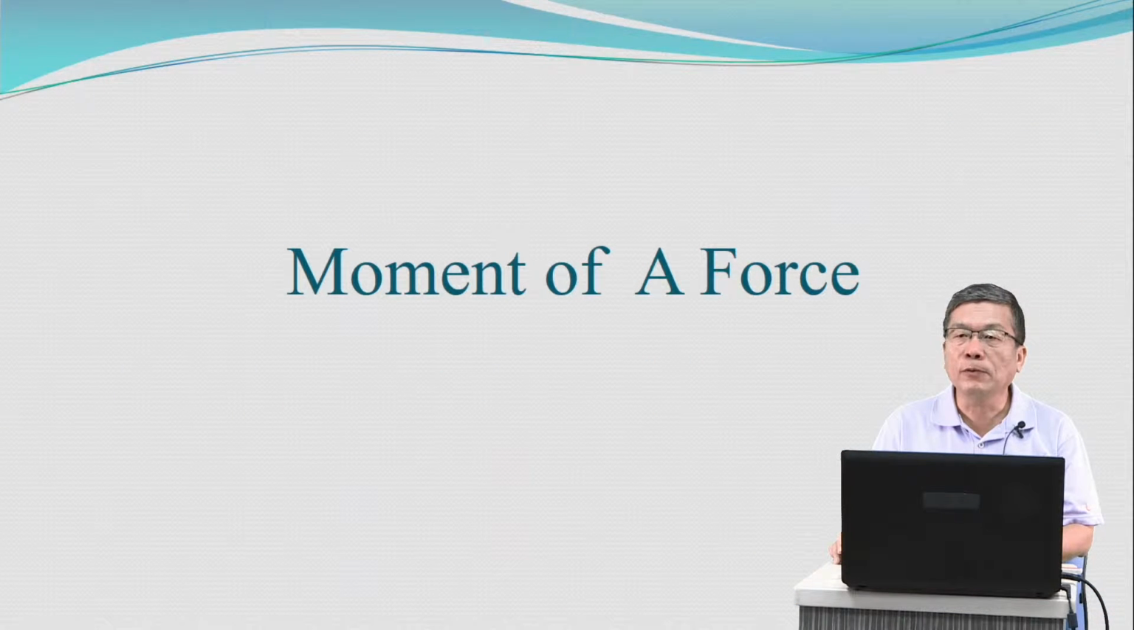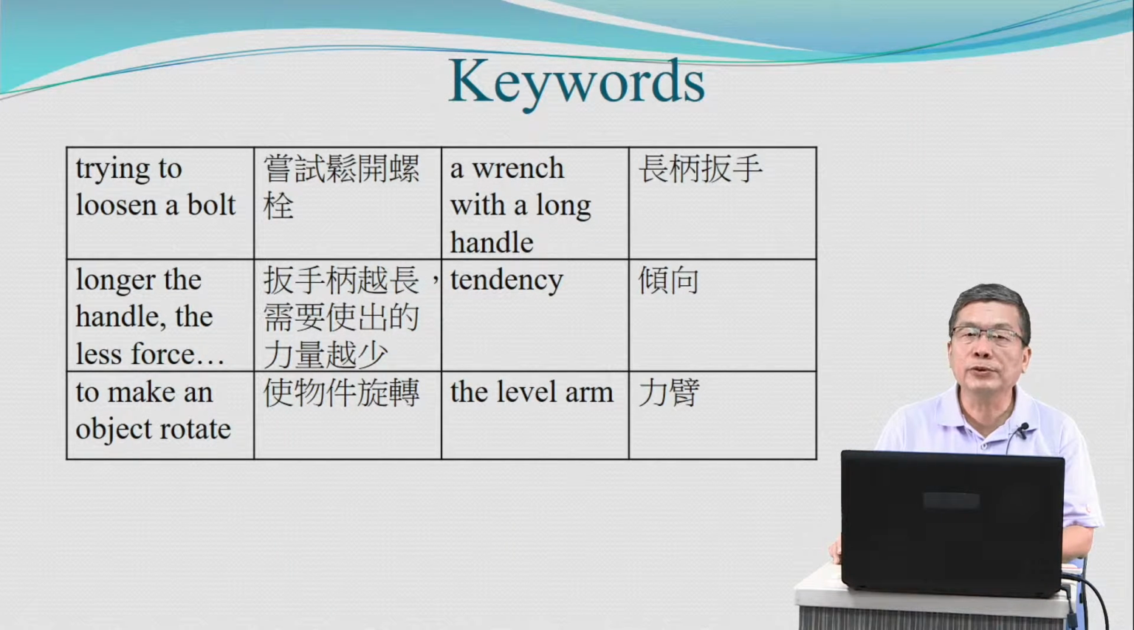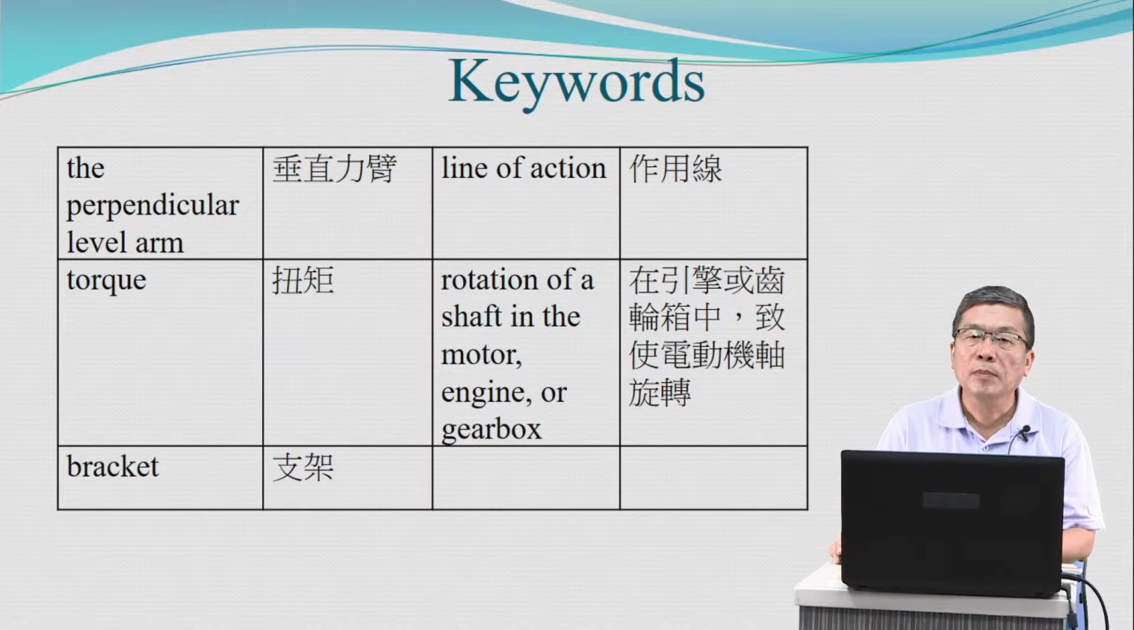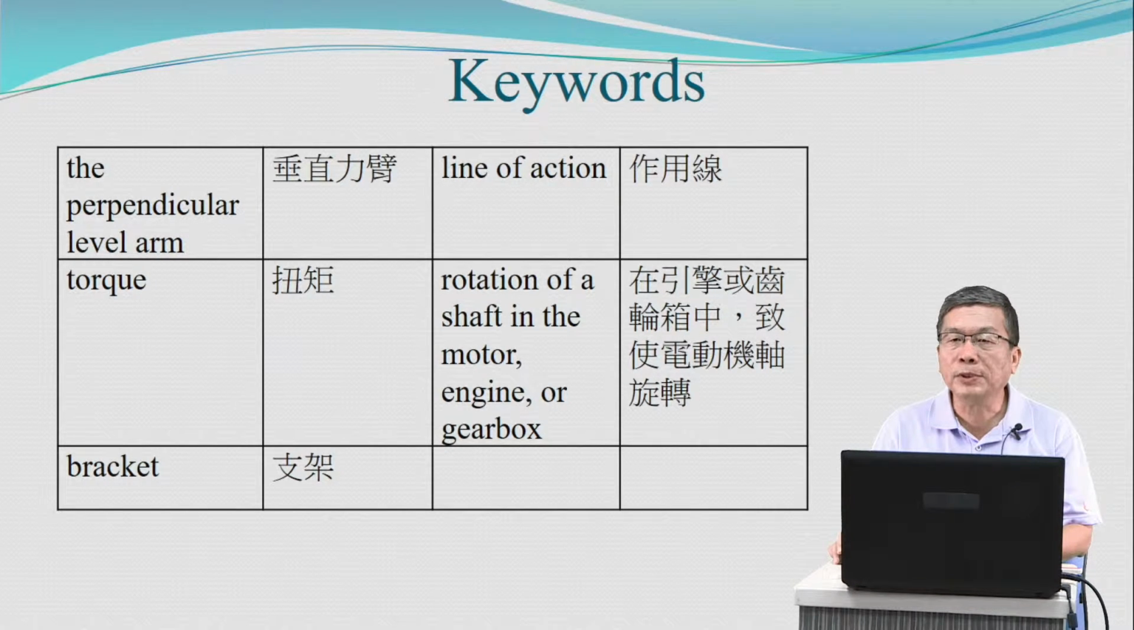Moment of a force. The keywords: trying to loosen a bolt, a wrench with long handle. The longer the handle, the less force. Tendency: to make an object rotate. The lever arms. The perpendicular lever arm. Line of action. Torque. Rotation of a shaft in the motor, engine, or gearbox. Bracket.